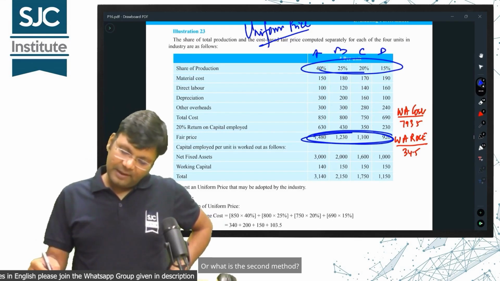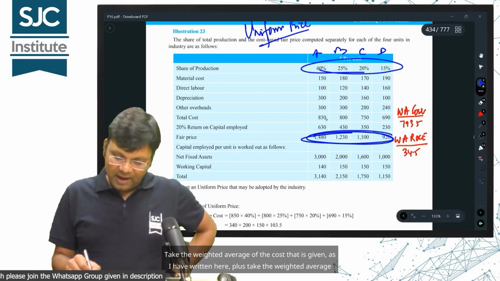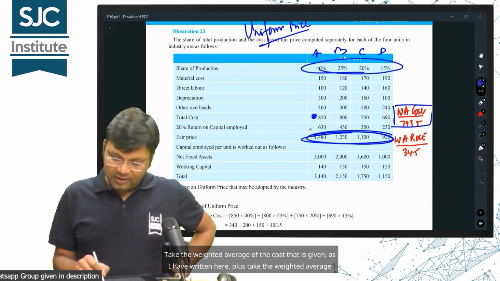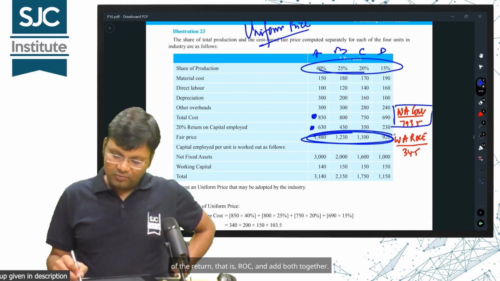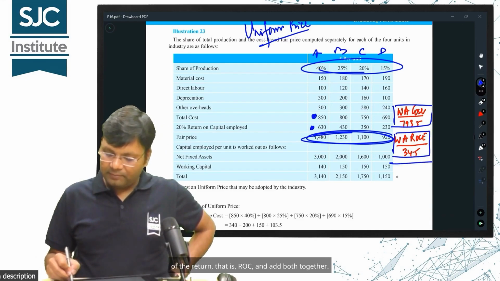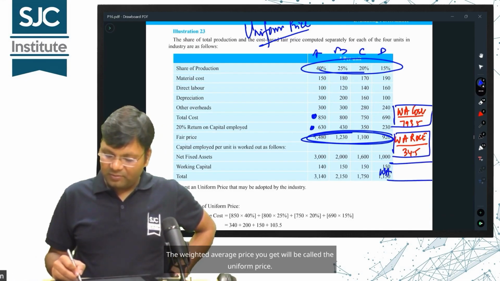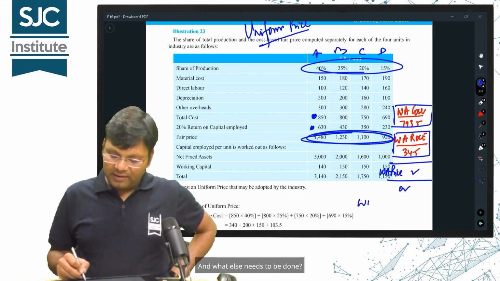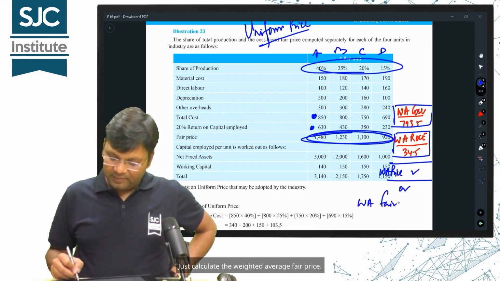Or what is the second method? Take the weighted average of the cost that is given, as I have written here, plus take the weighted average of the return, that is, ROC, and add both together. The weighted average price you get will be called the uniform price. And what else needs to be done? Just calculate the weighted average fair price.